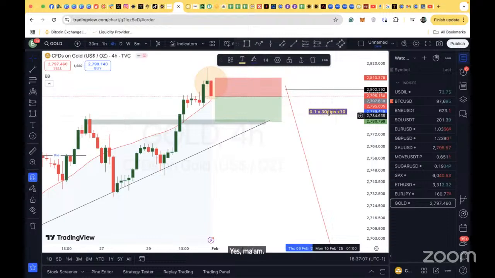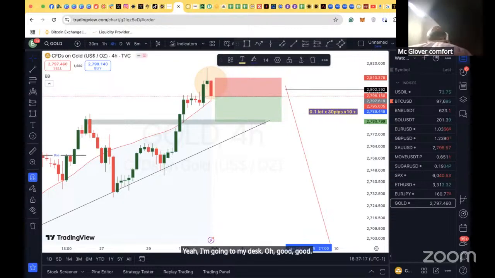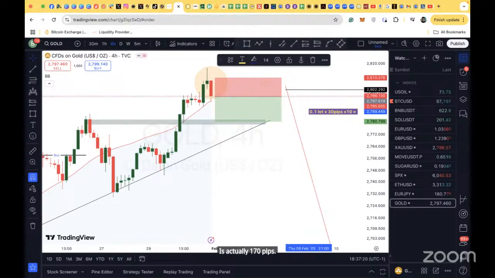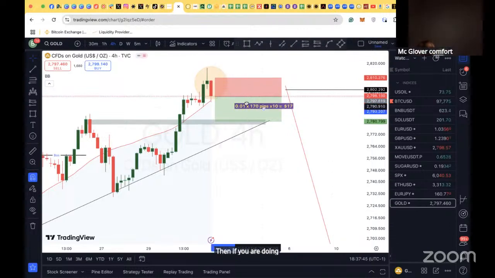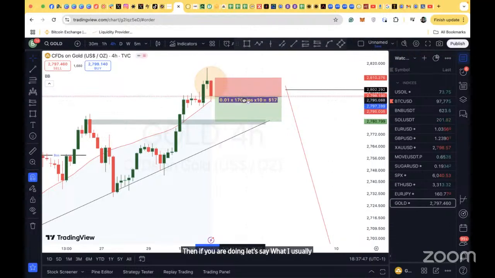97 to 87, 100. Then it's 7. So we are looking roughly, it's actually 170 pips. Yes, it's actually 170. So 170, that's about $17. If you are using a small size account, so on this short, you have about $17. What I usually do is I do 5 positions.